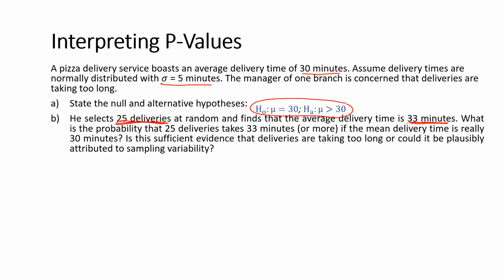So we need to calculate the probability in order to make that decision. We need to know what's the probability of this happening. So I'm going to draw my curve here, right? It's normally distributed.